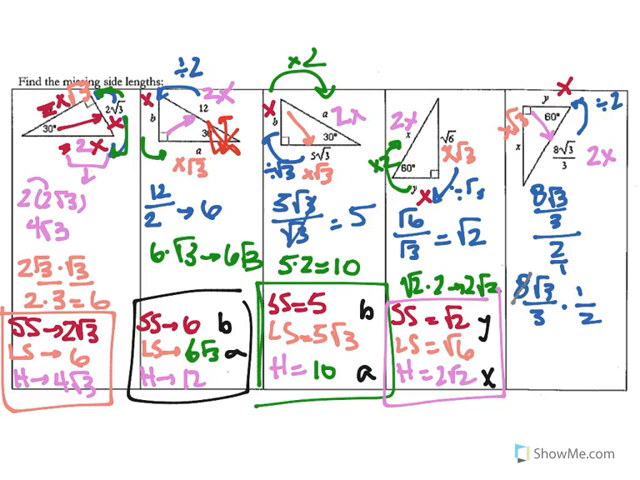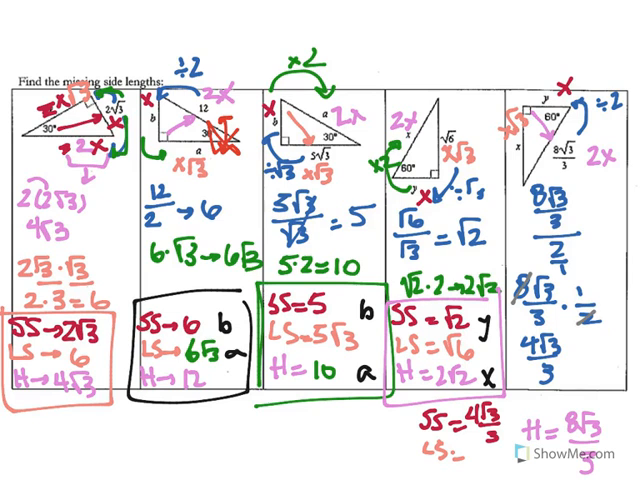Then we've got some cancellations. The 8 and the 2 both have a common factor of 2, so I'm left with 4 root 3 over 3. Still ugly, but this is our new x, our short side. Let me write that off to the side. Short side equals 4 root 3 over 3. Long side, we don't know yet. And then the hypotenuse was 8 root 3 over 3.